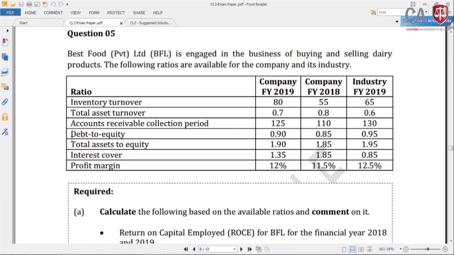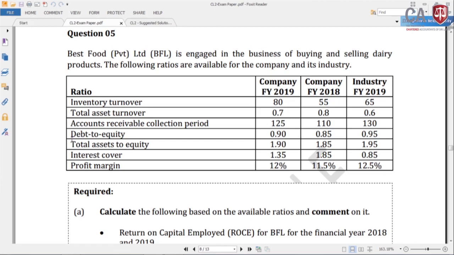Solvency, to comment or discuss about solvency, you need to look at debt to equity ratio, interest cover, total assets to equity. Debt to equity ratio has been 0.85 last year, current is how much? 0.9. Debt to equity, debt has increased. So, the company is now heading towards a gearing position. Interest cover 1.85, this is 1.35.